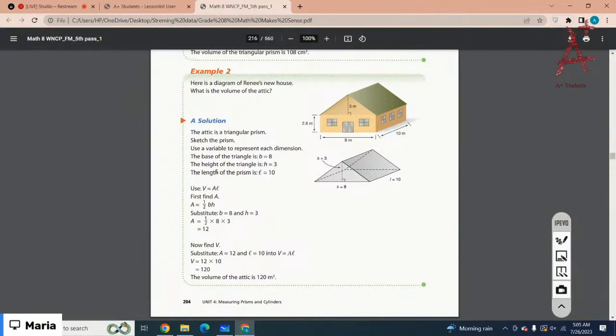So you have to calculate the area. First you have to calculate the area of the triangle. It would be half times b times h, that is 1 by 2 times 8 times 3. 8 times 3 is 24. 24 divided by 2 is 12, so it would be 12 times 10. So the volume of the attic is 12 meter cube. The attic is just the upper portion. Got it?